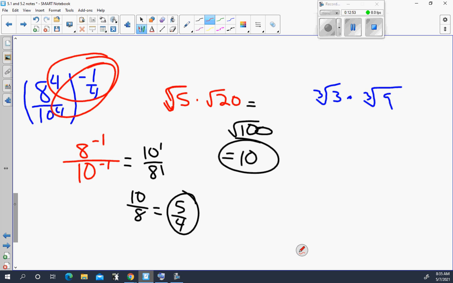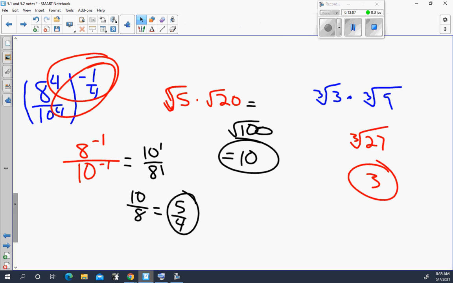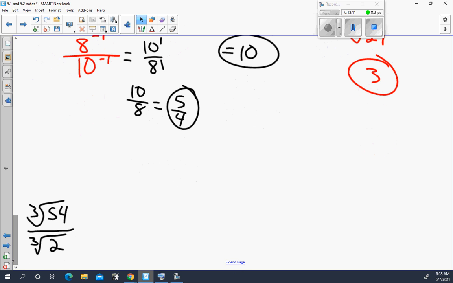Next one. Moving just fine here. We have the same roots, right? Cube roots. Well, then we can just take 9 times 3, or 3 times 9. That's the cube root of 27. Do we know the cube root of 27? We should. It's 3. Because 3 times 3 times 3 is 27. That is it.